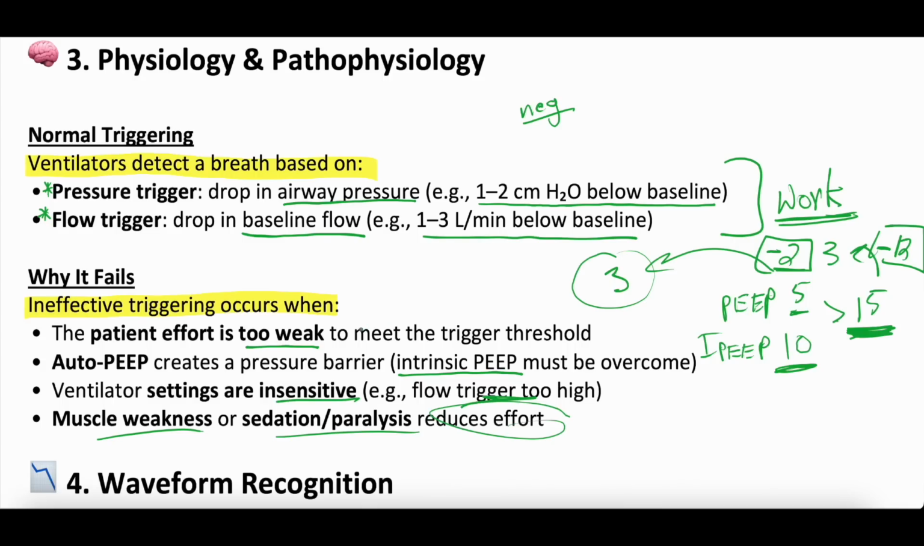So really, a lot of these are, I think the two categories. One is patient-centric, and that is the patient is too weak, or there's too much sedation. And the other ones are ventilator-centric, aka auto-PEEP is building up, or the ventilator settings are too insensitive from where their triggers are set, either pressure or flow trigger.